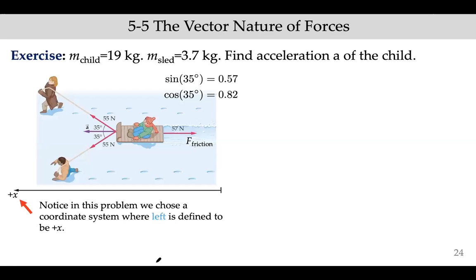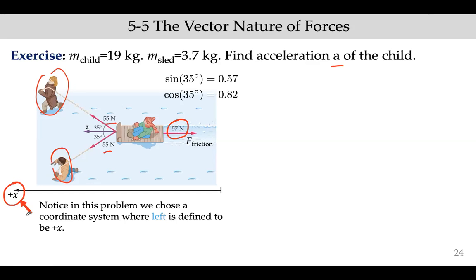Okay, now let's do this exercise. The two people here, 1 and 2, are pulling the sled in different directions, but with the same angle, 35 degrees each, and the same magnitudes of forces, but of course in different directions. Now there's also a friction force, which is 55 newtons. The question is, find the acceleration A of the child. Now in this problem, because these two people pull the sled to the left, I will choose the left direction to be positive.